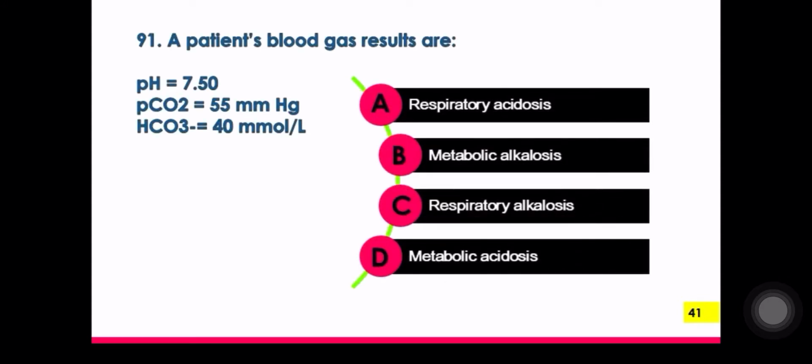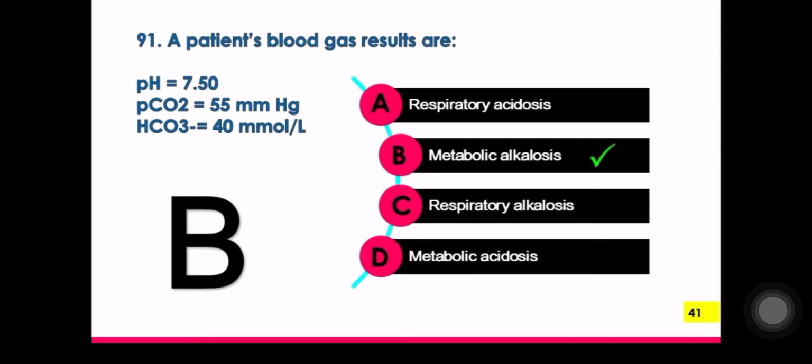Okay, is it letter A, respiratory acidosis, letter B, metabolic alkalosis, letter C, respiratory alkalosis, or letter D, metabolic acidosis po? For number 91, the correct answer is letter B, metabolic alkalosis po. Again, letter B, metabolic alkalosis. So remember that a pH above 7.45 corresponds with alkalosis.